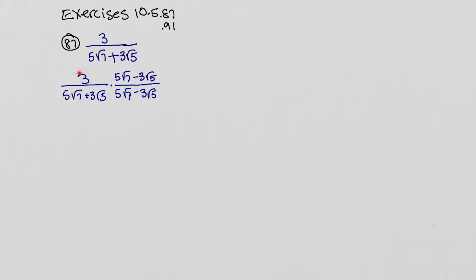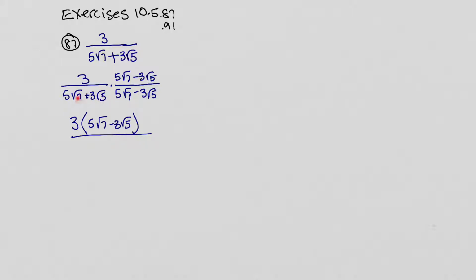So let's multiply these tops together. I'm just going to indicate the left top times the right top. So I'm just going to write this as 3 times the quantity 5 square roots of 7 minus 3 square roots of 5 over, now these are conjugates, so we know what to do here.